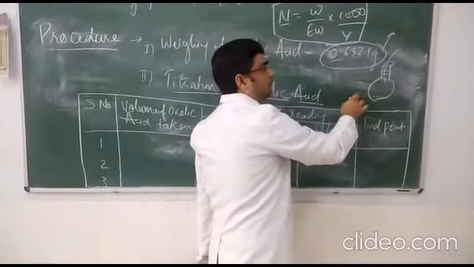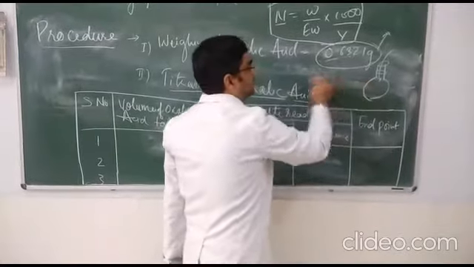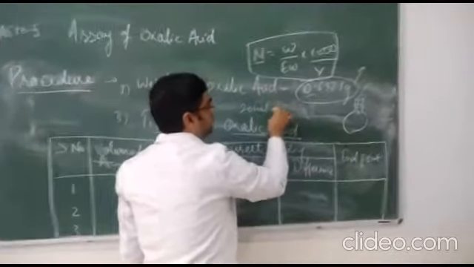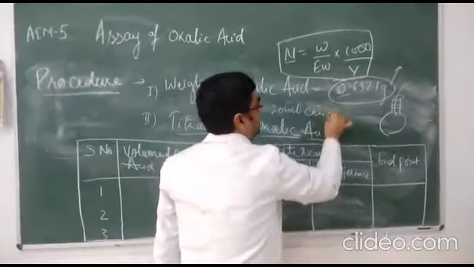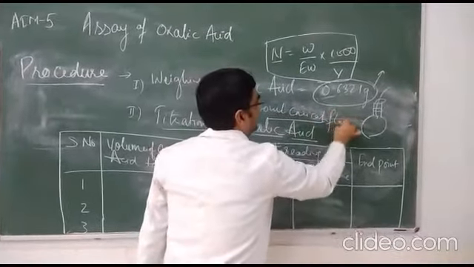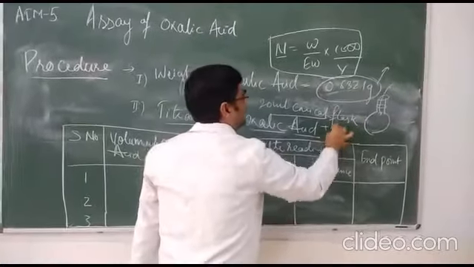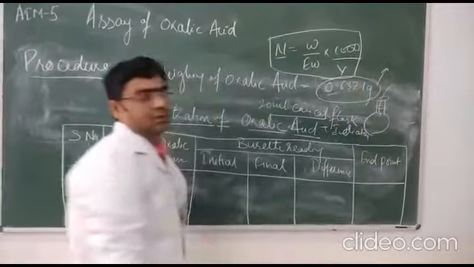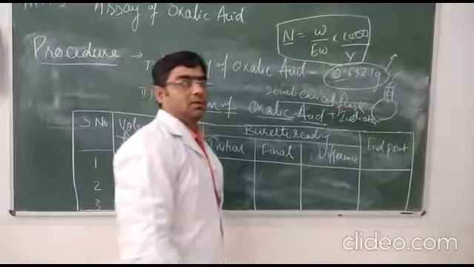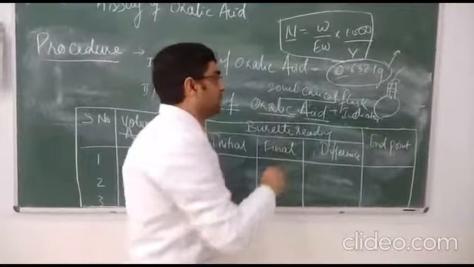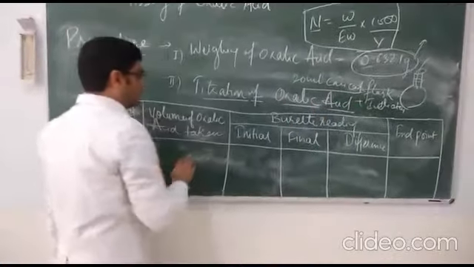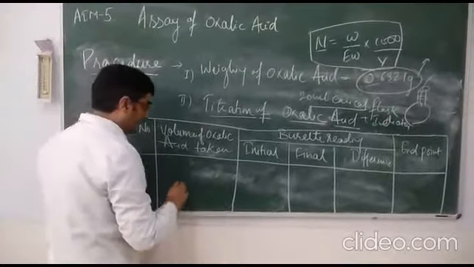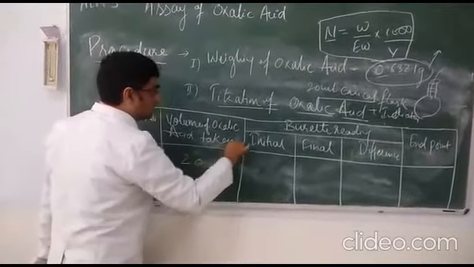Afterward, when it has dissolved, you will take 20 ml of this solution and place it in a conical flask. Then you will add the indicator to this. Afterward, you will titrate with sodium hydroxide, which is already prepared and already standardized in experiment number 4. So the volume of oxalic acid taken will be 20 ml, and it will remain constant in every reading.